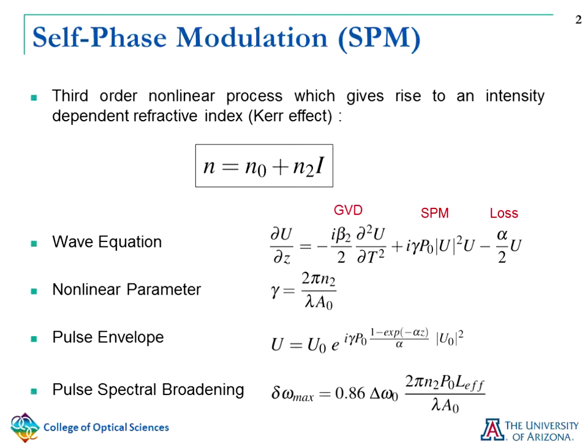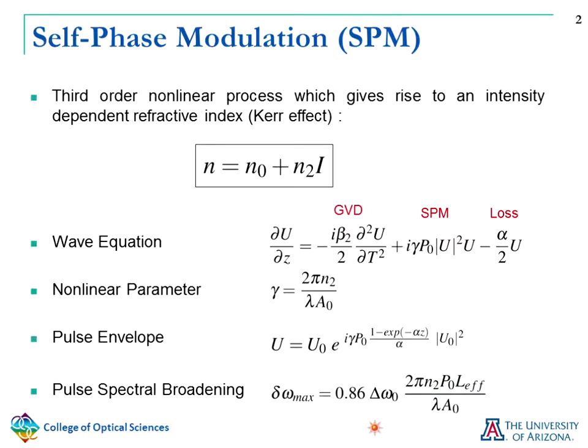So for now, if we assume that we can neglect the impact of the GVD on the pulse propagation, and we solve this equation, we can see that the pulse envelope can be written like this. Looking at the pulse envelope, you can see that gamma changes the phase of the pulse envelope, and that would result in a change in the spectral width of the propagating pulse. So if you look at this equation, you can see that the pulse spectral broadening can be written like this. It is a function of n2.